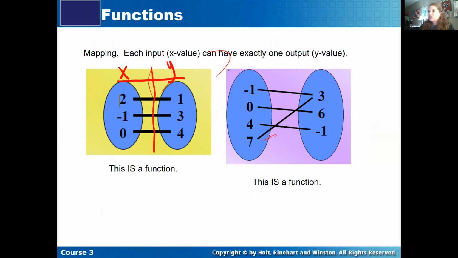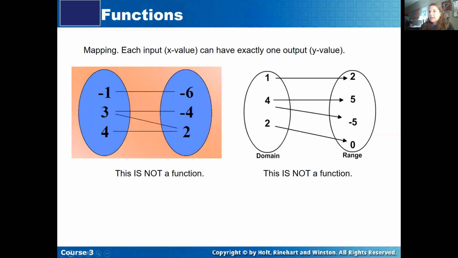This is also a function. So even though it looks crazy, it's fine. If we wrote this as an ordered pair, this would be -1, 3. And this would be 7, 3. Like I said, it doesn't matter if the Y values repeat, but since all of our X values only point to one unique Y value, this is also a function. Both of these are functions.